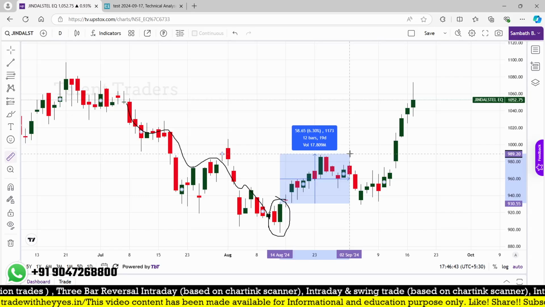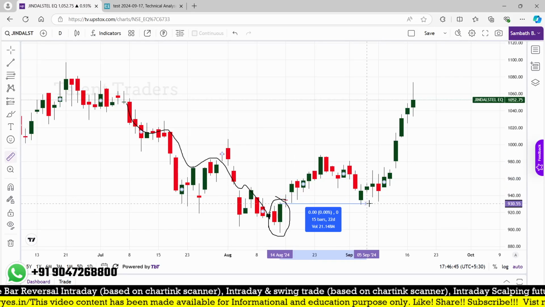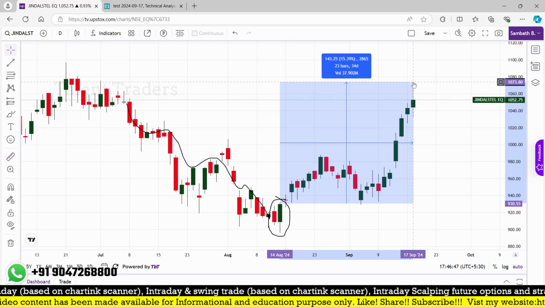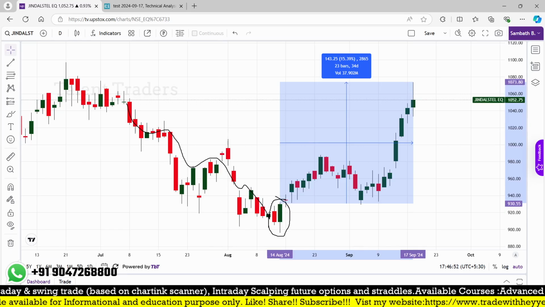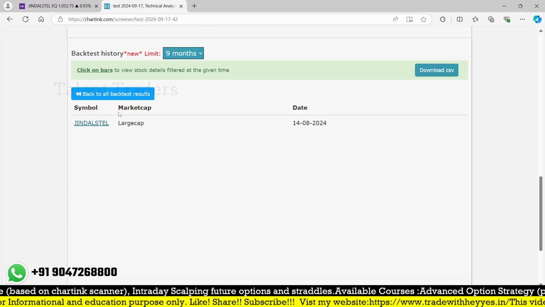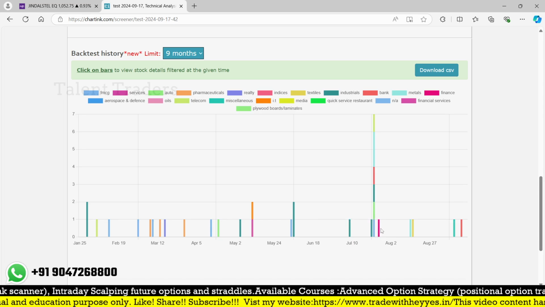And here the swing high 6% again came to the same level, and then it went up to 15%. That's a huge move which is happening on Jindal Steel. Okay, like previously we have backtesting, and here is the one.